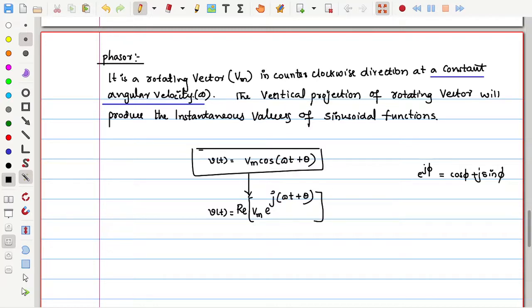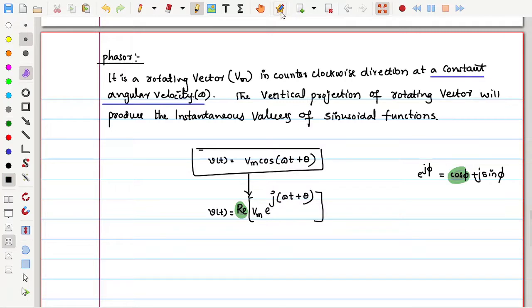Real part means only this portion. Only this portion. I don't want this portion, the imaginary part. So that's why I said RE means real part. RE means real part. So then I can say both are equivalently same.